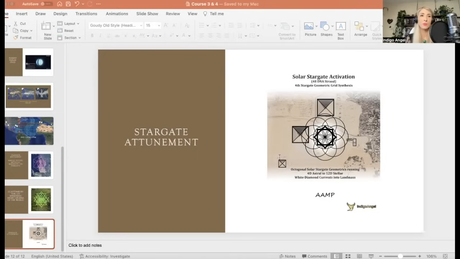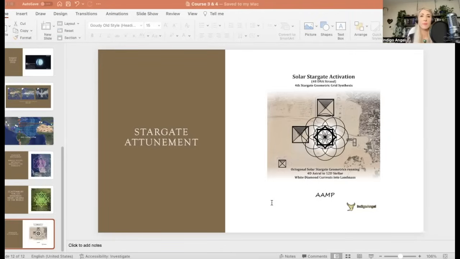Yes, also they were connected and aligned to the Orion's belt as well. Yes, it all ties in. So what I want you to do is practice with this attunement.